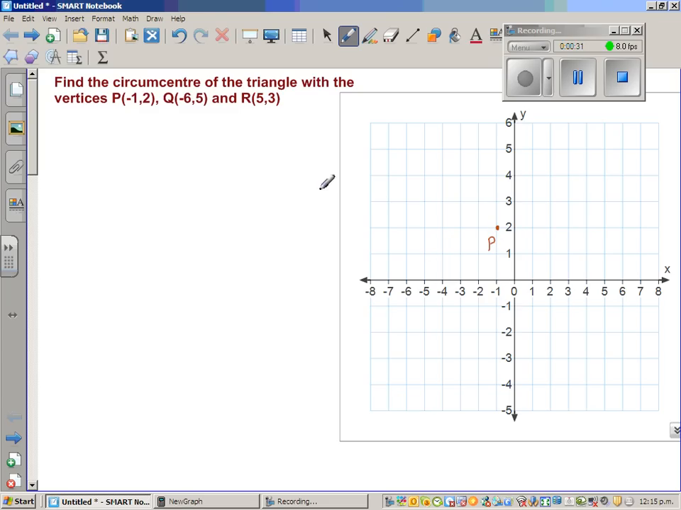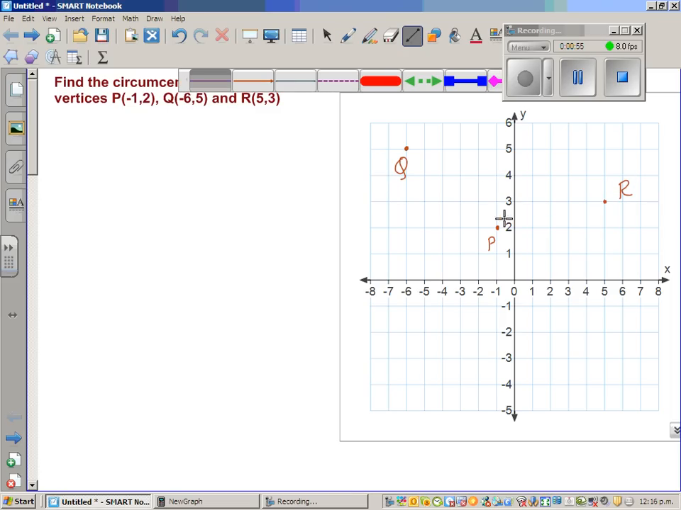Okay. Q is (-6, 5), so it comes here. This is point Q. And R is (π, 3). So this is π and this is 3. This is your point R. So let us draw a triangle. So this is a triangle PQR. Okay, and we want to find a circumcenter.